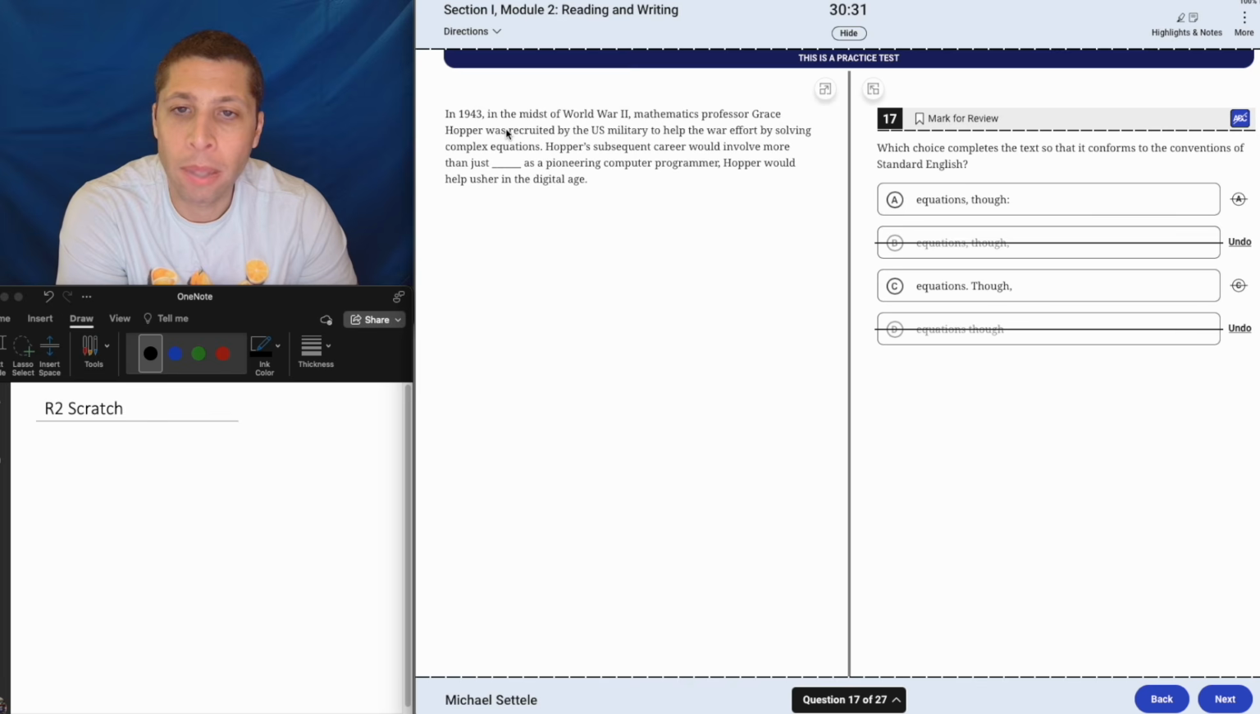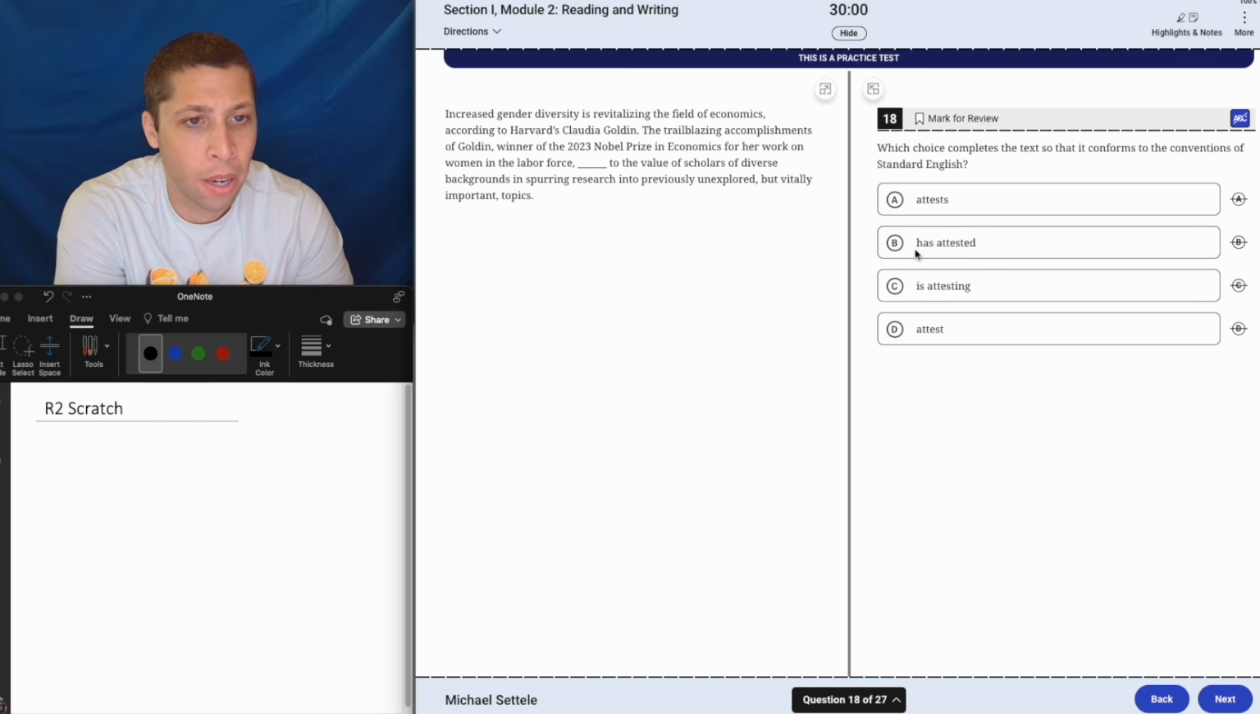In 1943, in the midst of World War II, mathematics professor Grace Hopper was recruited by the U.S. military to help the war effort by solving complex equations. But Hopper's subsequent career would involve more than just equations. As a pioneering computer programmer, Hopper would help usher in the digital age. Yes. So the "but" has to go here because we're contrasting her war stuff with her subsequent career. So we want it to go in that second sentence, and that's what A does.